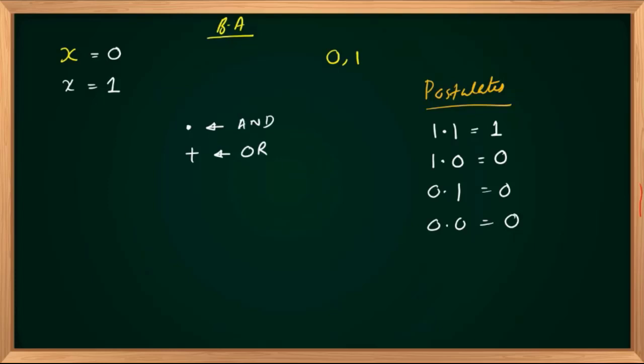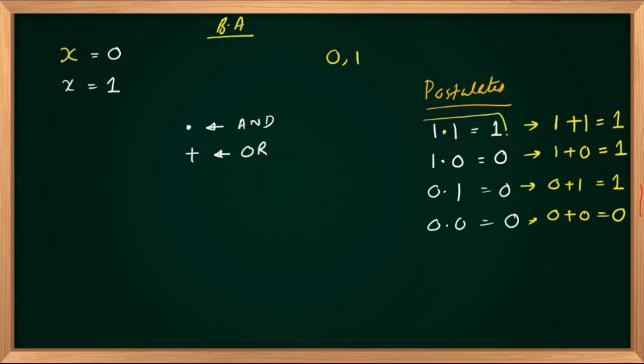If we replace the AND sign with the OR sign, we get another set of postulates. 1 OR 1 will be equal to 1. Then 1 OR 0 will give me 1. Then 0 OR 1 again will give me 1. 0 OR 0 will give me 0. Everyone knows this. Simple postulates in Boolean algebra.